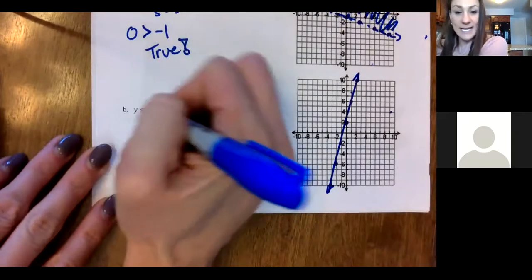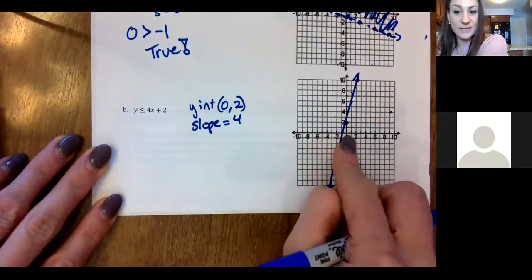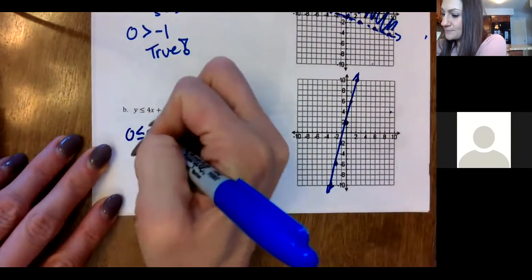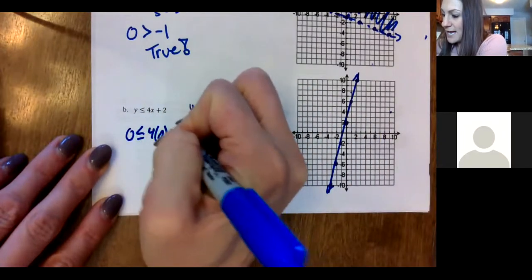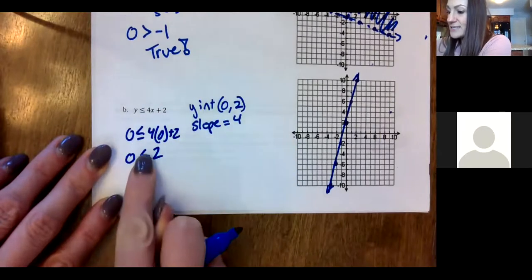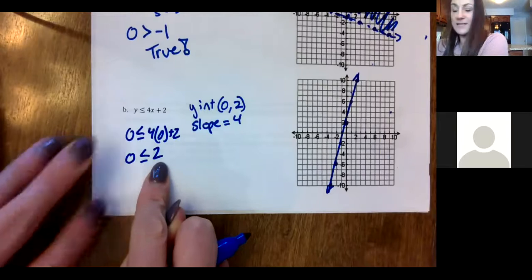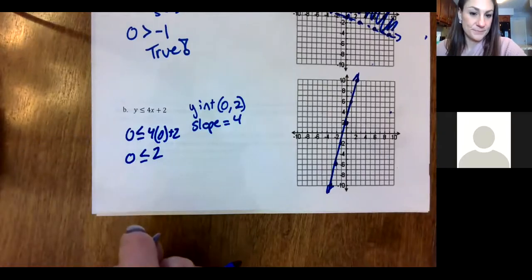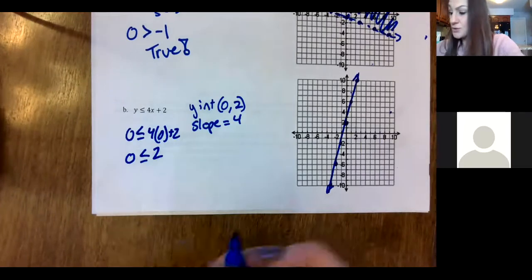So I can test 0, 0 because 0, 0 does not lie on the line. So I'm going to plug 0 in for x and for y. And I get 0 is less than or equal to 2. Is that true or false? It's true.